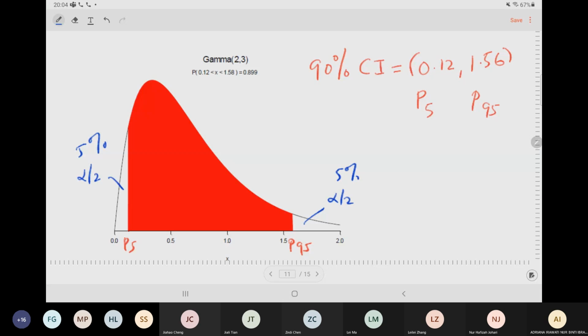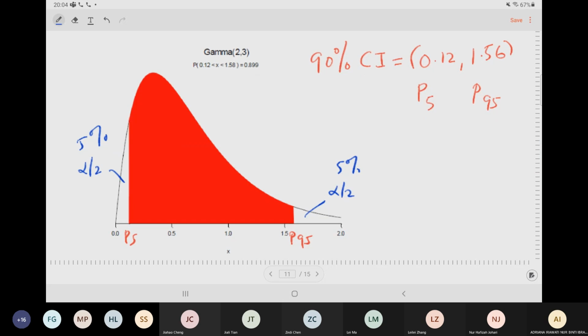So as long as you use alpha over 2 for both sides, then finding the credible interval is not hard, as long as you have the distribution, which is the posterior distribution. But if you look at this credible interval, what if I were to choose 1 point inside and 1 point outside the credible interval?